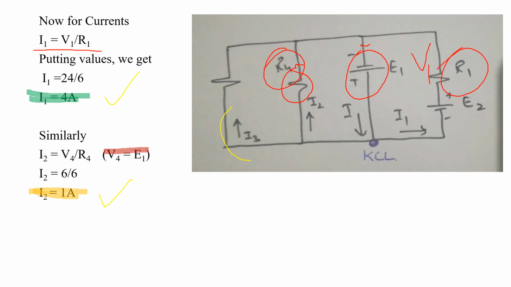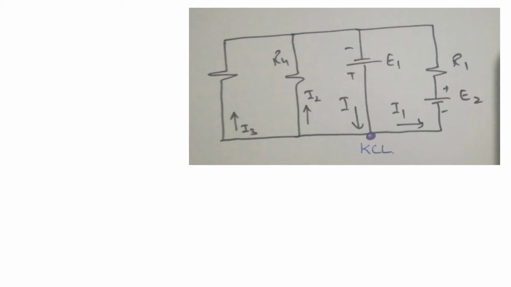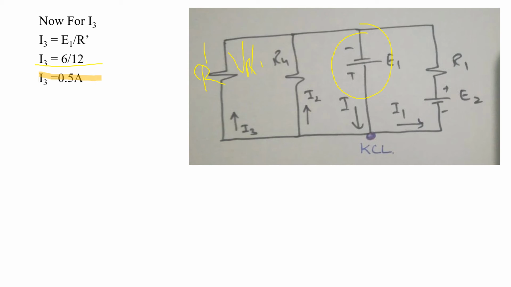Now we have to find the value of I3. From the circuit you will see that this is basically the resistor R prime. When you are finding the value of I3, you need the voltage across R prime, which is also parallel to E1. So substituting the values, we get 6 by 12. 6 is basically the value of E1, which is parallel to R prime, and 12 is the value of R prime. So we get I3 is equal to 0.5 amperes. Now we have all the three values of the current, I1, I2 and I3.